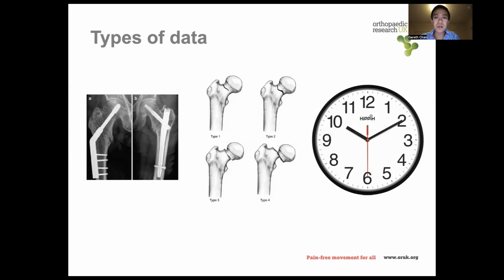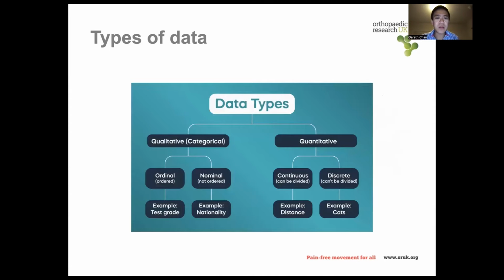That's ordered. And then you have continuous data. So continuous data is data that you can measure as an integer, as a whole or fraction of a number. So that could be, for example, time in theatre taken for us to put one of those DHSs or intramedullary nails in. So when we break down data type, we have qualitative and we have quantitative data. So your qualitative is that subjective data. So you're grading something. And then of that data, you can break it down into ordinal or nominal data.